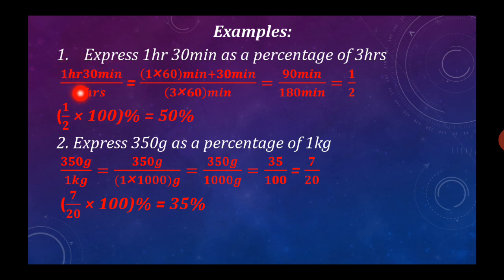Now, how do we make them the same unit? You have to convert from the higher unit to the lower unit. Between hours and minutes, the higher one is hours. So you have to convert hours to minutes. That's how we convert 1 hour here. That means 1 times 60. 60 minutes make 1 hour. 1 times 60 plus our 30 is the numerator. Then the denominator is 3 times 60. We have 90 over 180. 90 in 90 is 1, 90 in 180 is 2. That's how we have it as 1 over 2.